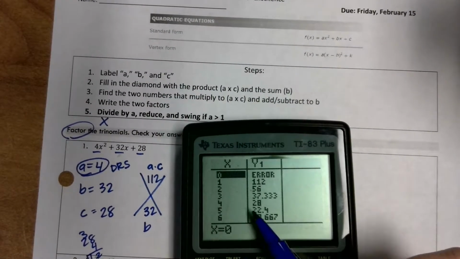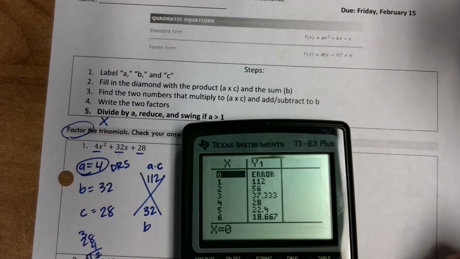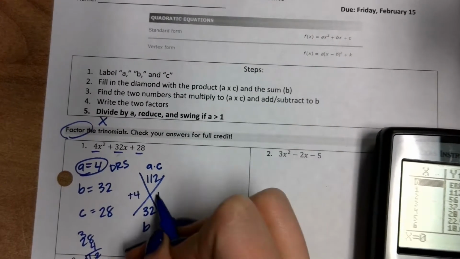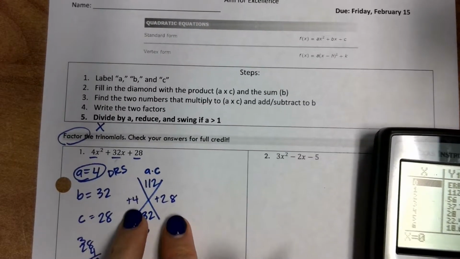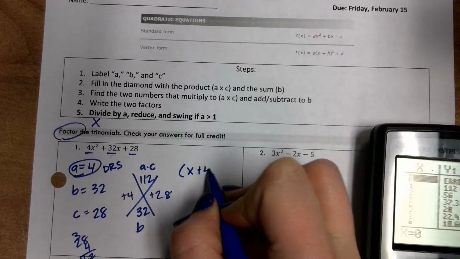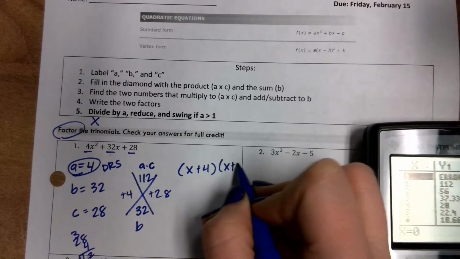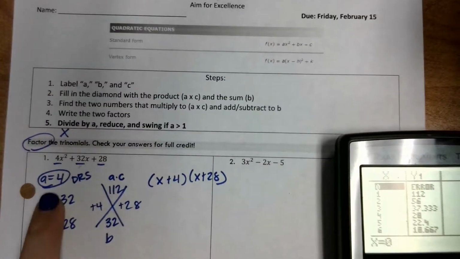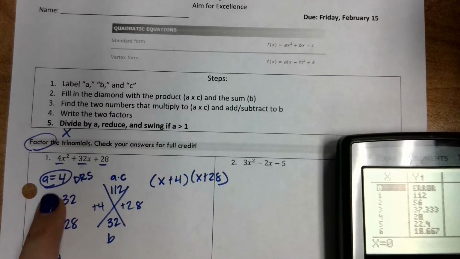Ooh, what about 4 and 28? Does it work? Positive 4, positive 28. What's 28 plus 4? 32. Yep, good. So x plus 4, and then x plus 28. That's not our answer though, because we circled that a equals 4. That reminds us that we have to do what?